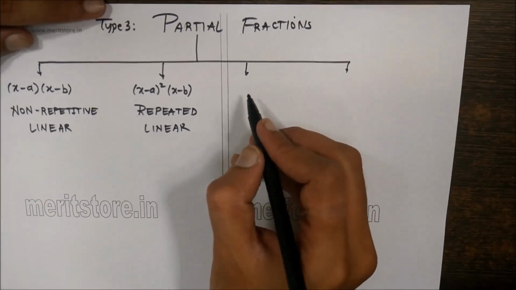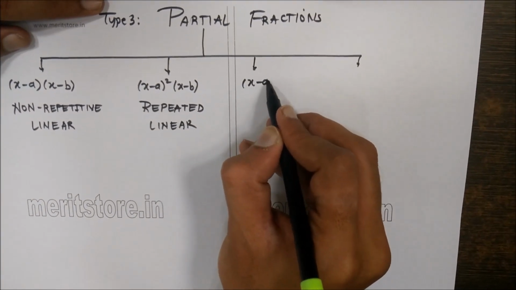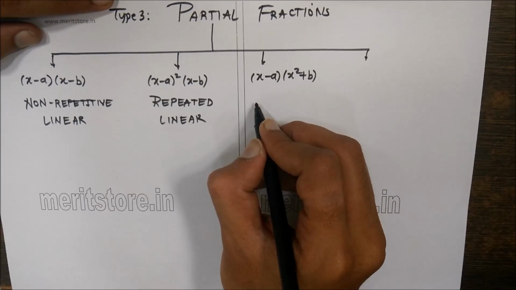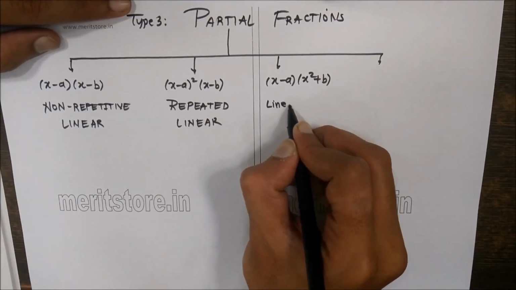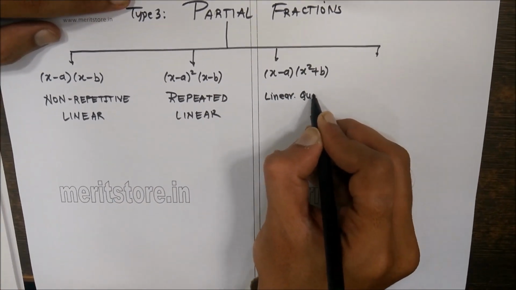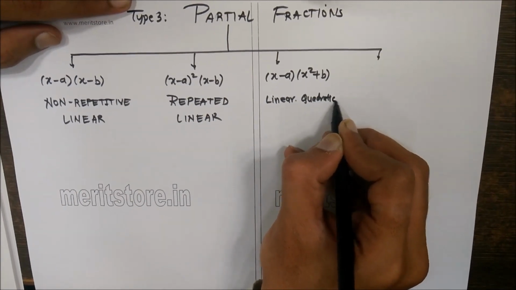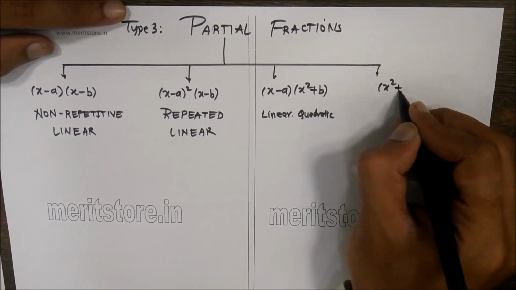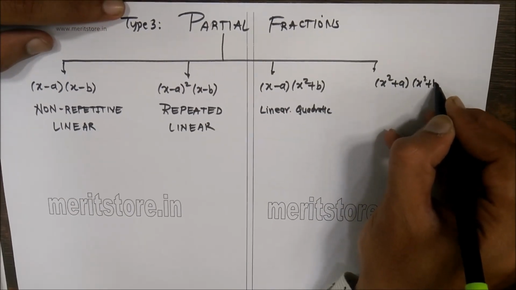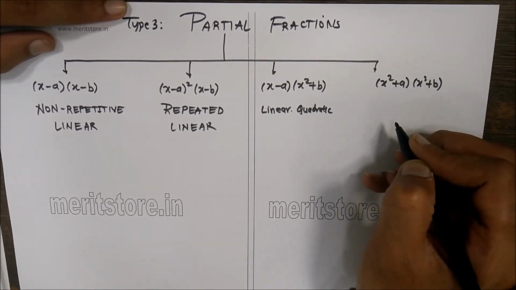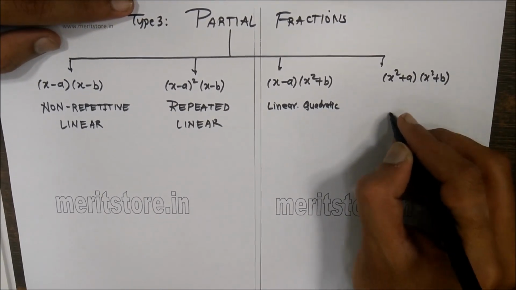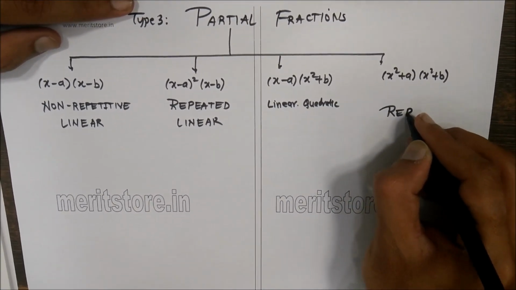Third category will have linear and some quadratic term along with it. We call this as partial fraction in the category of linear with a quadratic. This is all in the denominator, please note. And the fourth category with x square plus a into x square plus b, there would be two quadratic with the quadratic. Here the method applied to get the answer would be by the method of replacement.